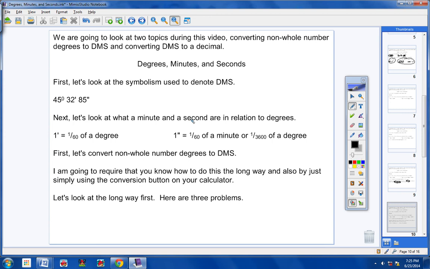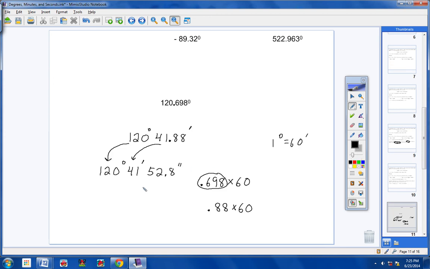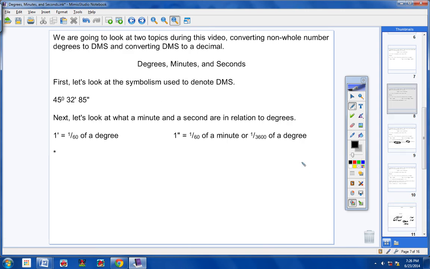So let's come back here. Remember now, this is my minutes right here, 41.88. So I took my 0.88. Now look, not degrees, minutes. I took my 0.88 minutes and I multiplied it by 60, because remember, 1 minute equals 60 seconds. We learned that way back here, right here.